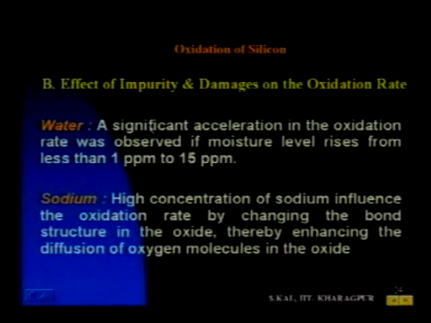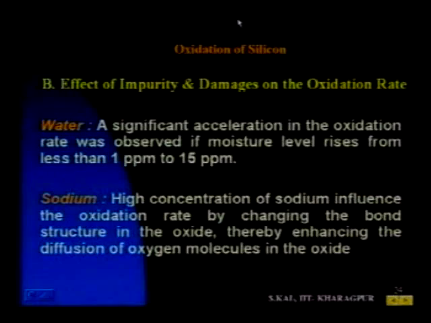In an earlier slide, we discussed desired impurities like boron and phosphorus, etc. Those are intentionally incorporated to change the conductivity of the silicon. But here, the impurities are undesired but unavoidable. Those will be there to a small extent, that is water molecules and sodium.